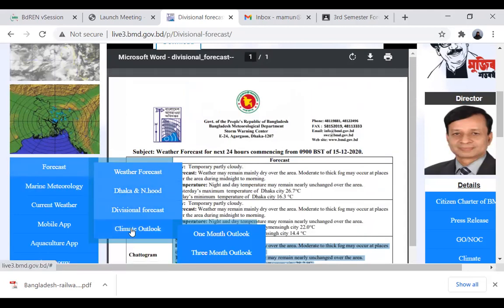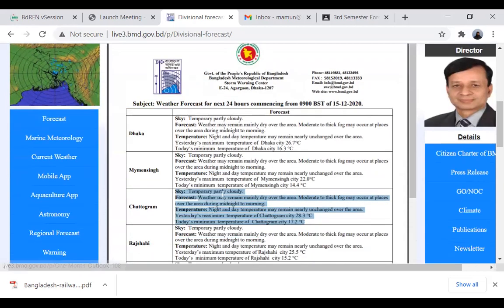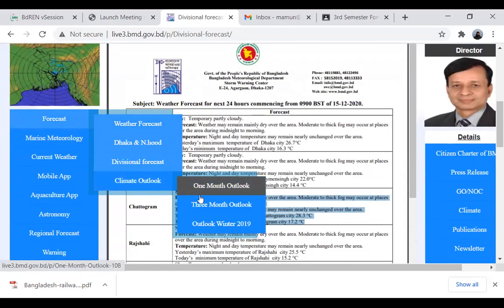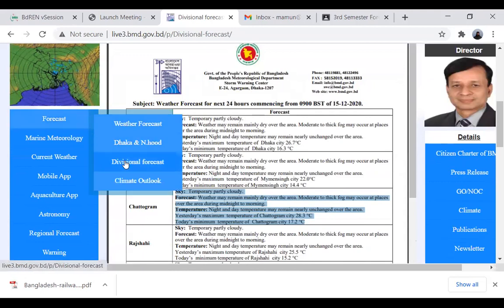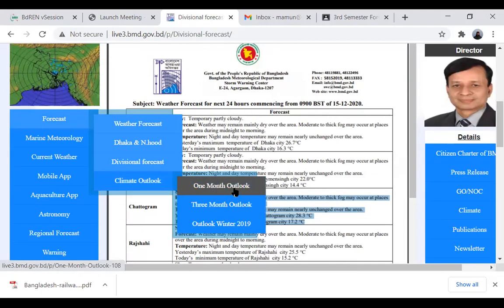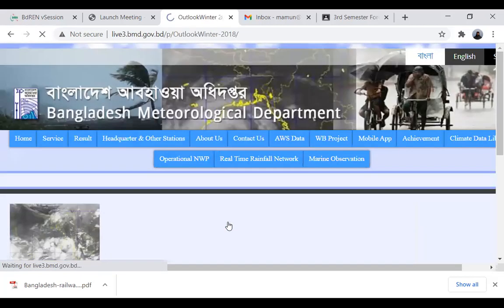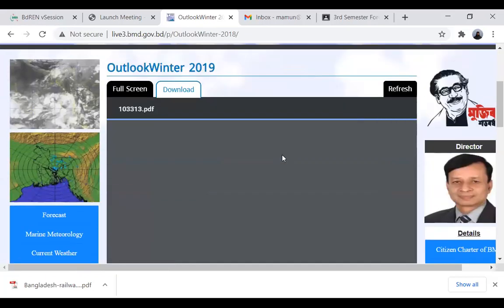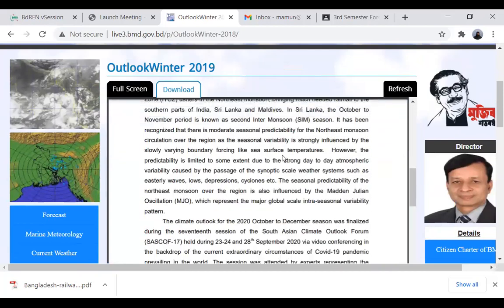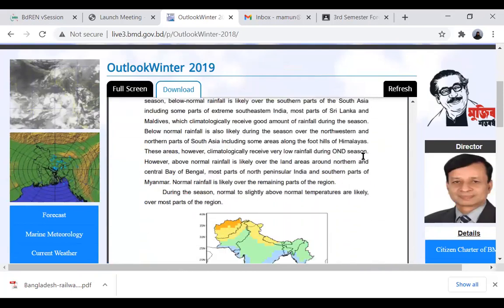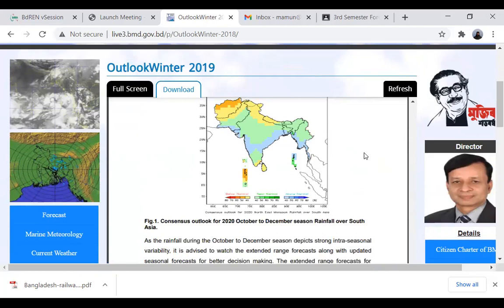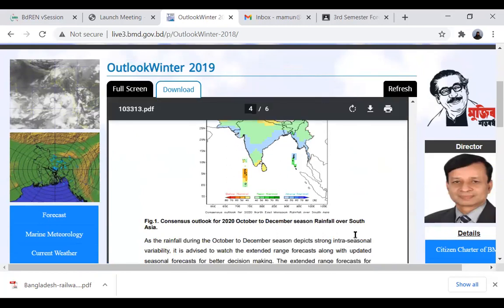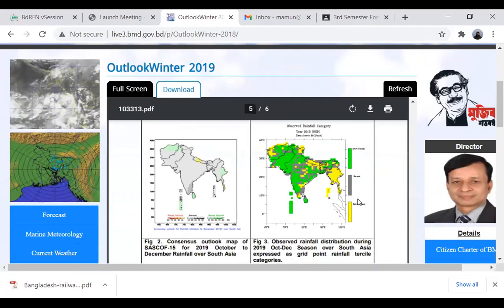You can also find out the climate outlook. For example, you wanted to know the outlook of 1 month, 3 months, or even wanted to see the 2019 winter. Let's see that. What is there? This is 2019. So the description is, this is a report. On the basis of this report, you can analyze something. There are a couple of graphs from where you can see the information also.